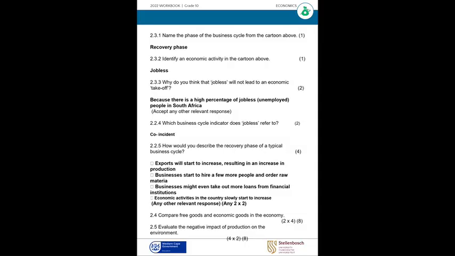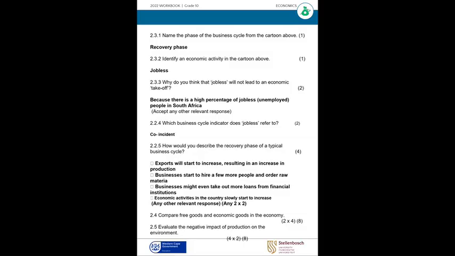How would you describe the recovery phase of a typical business cycle? Once again, here it doesn't show you 2 by 2, but because it's for 4 marks, you should know you must give two answers there. So there you are given 1, 2, 3, 4 bullet points, and any 2 of those will be allowed. But I have to urge and warn that for 2.2.5, you don't have to answer exactly as is there. You can do it in your own words, but it's got to have something to do with that, and you will then be awarded the marks for that.